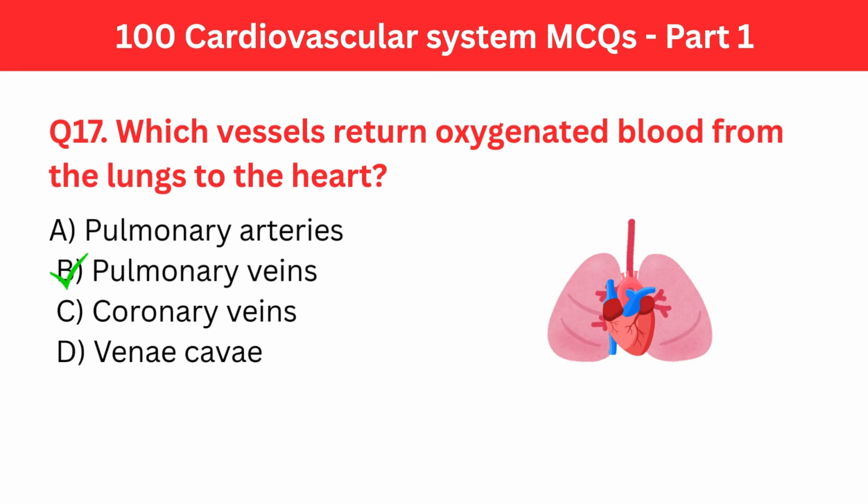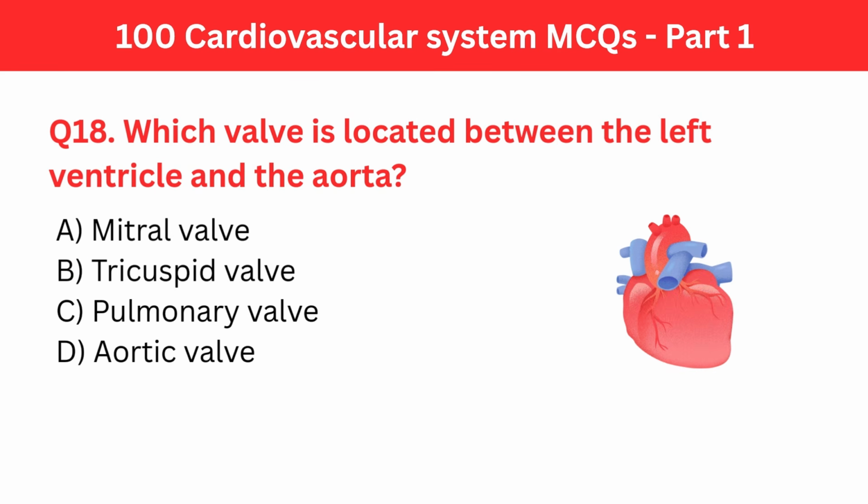The right option is B. Pulmonary veins. Question number 18. Which valve is located between the left ventricle and the aorta?